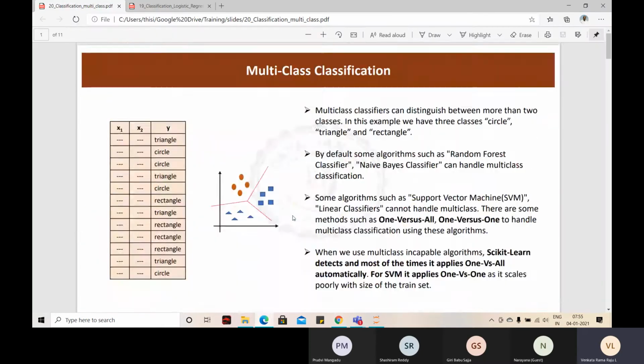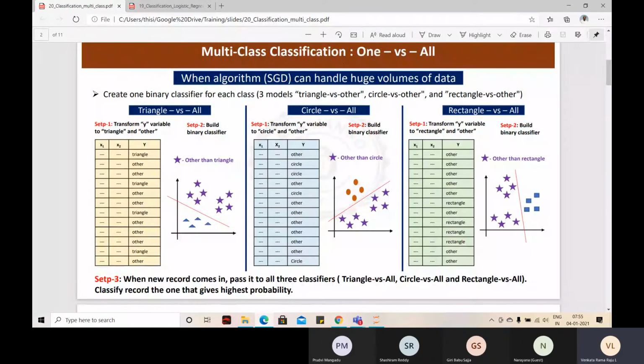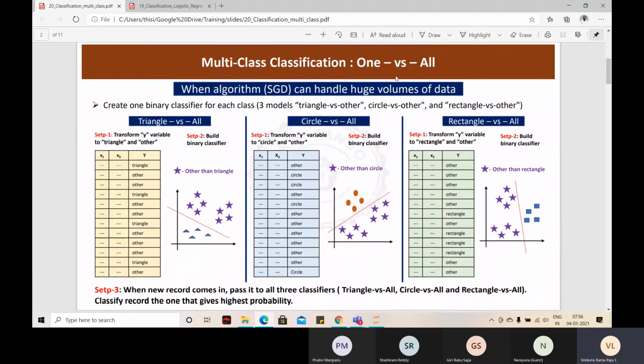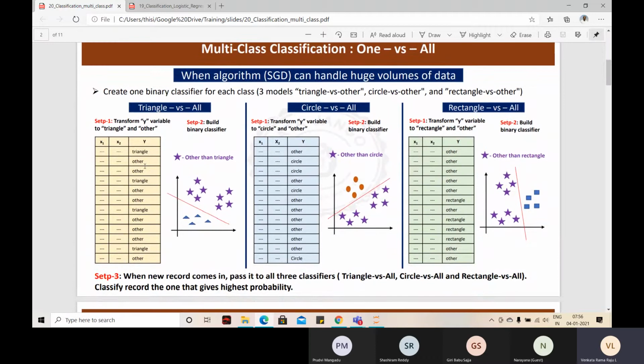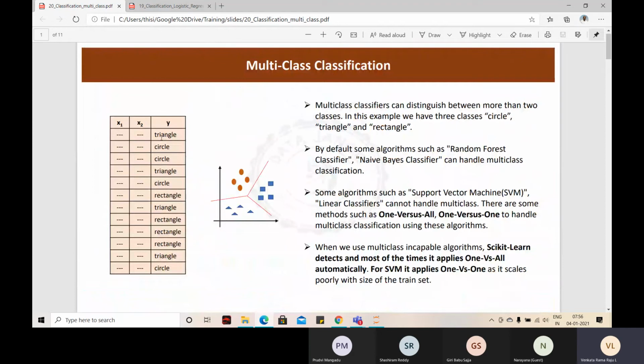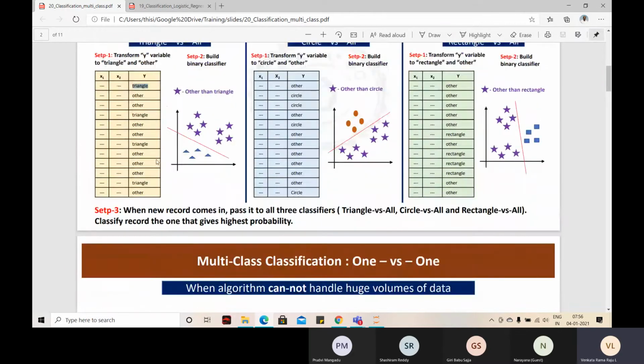Okay. So how does the scikit-learn algorithm work? What is this one versus all algorithm and how does it work? We'll try to understand that. In this data set we have three classes. The one versus all algorithm will convert the data set like this: triangle, other, triangle, other. It takes triangle as class one, and whether it is circular or rectangle, it makes all of them other.